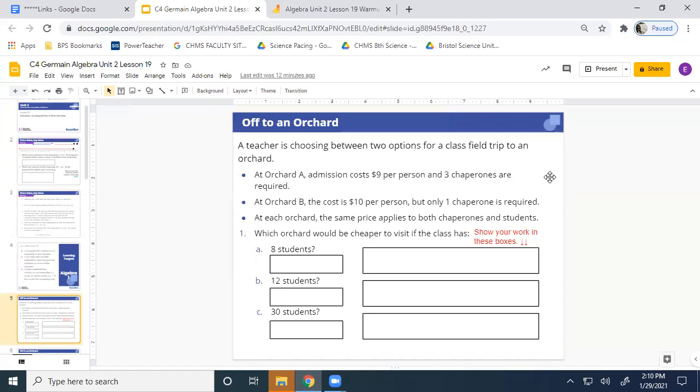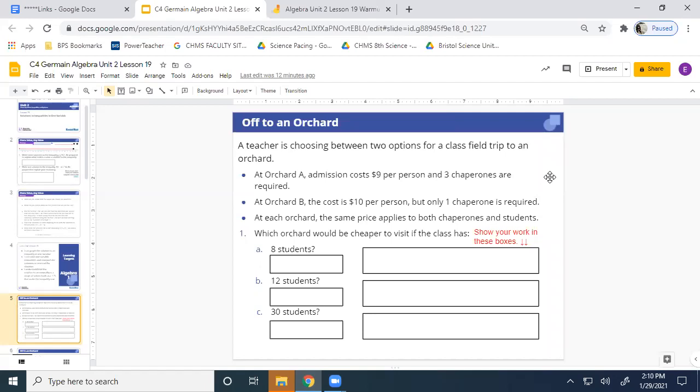So if we're on slide number 5, we're talking about an orchard. We're going on a trip to an orchard. There's 2 of them. There's like Levin and there's Rogers, if we're talking about orchards around here. Yeah, I like that place. Pretty cool, right? So we have our 2 orchards.